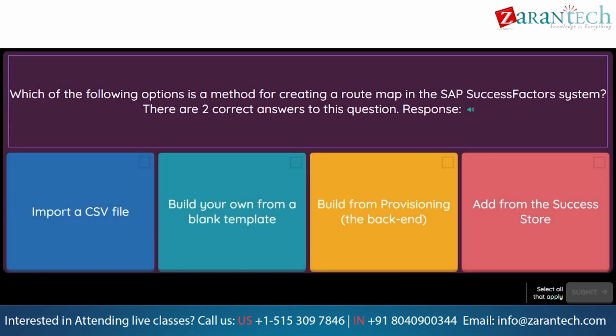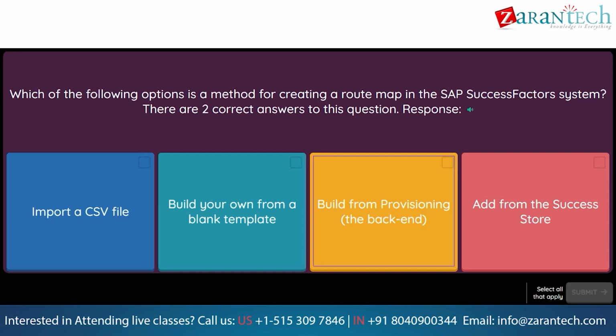Question: which of the following options is a method for creating a route map in the SAP SuccessFactors system? There are 2 correct answers to this question. Response: Option 1, import a CSV file. Option 2, build your own from a blank template. Option 3, build from provisioning, the back end. Option 4, add from the Success Store.